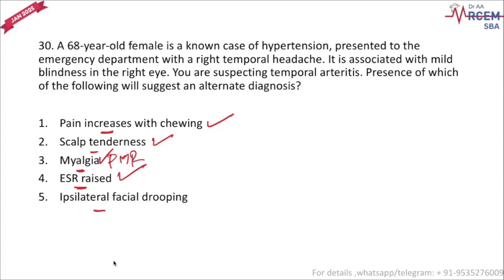Ipsilateral facial drooping is seen either in a stroke, an upper motor neuron lesion causing seventh cranial nerve involvement, or because of a brain stem stroke or Bell's palsy. You need to think of a differential diagnosis here. So ipsilateral facial drooping is the right answer.